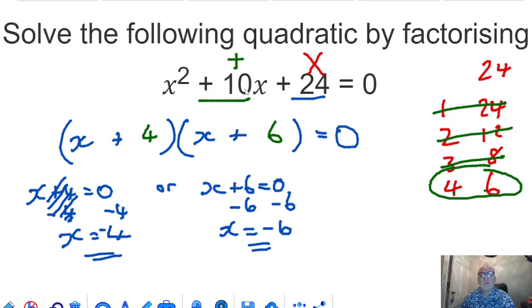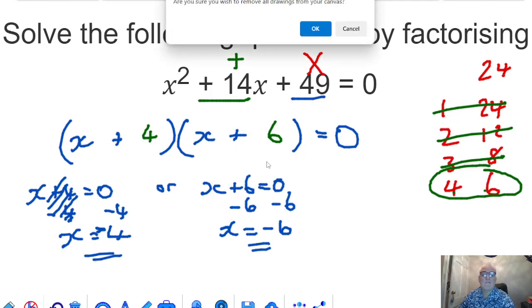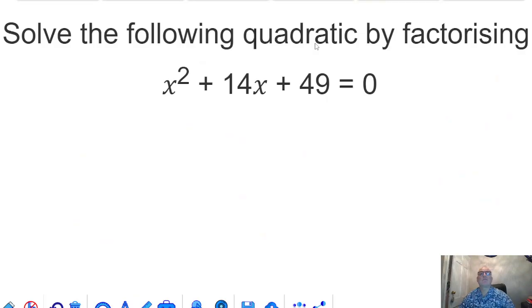Now if you look at your brackets, whenever you factorise, you can see that the solution is always going to be the inverse of whatever is in the bracket. So that's a little trick you can use. Have a go at the next one and see how you get on. Okay, let's see how you got on.